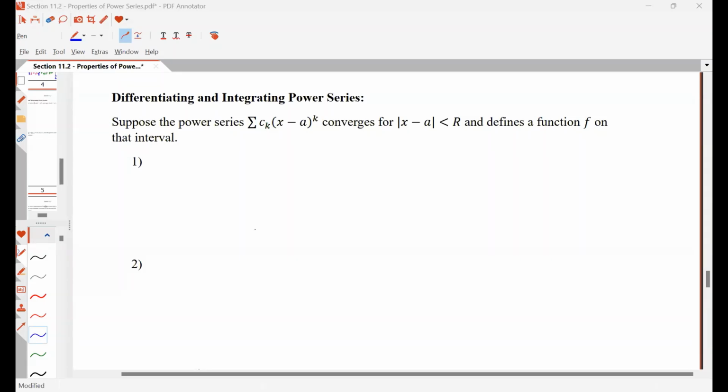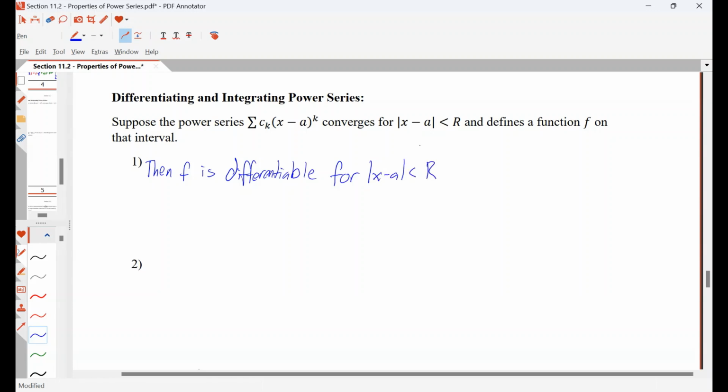Hello. In this video, we are going to look at differentiating and integrating a power series. Suppose we have a power series that converges to a function f on an interval. Then f is differentiable for the absolute value of x minus a being less than r.